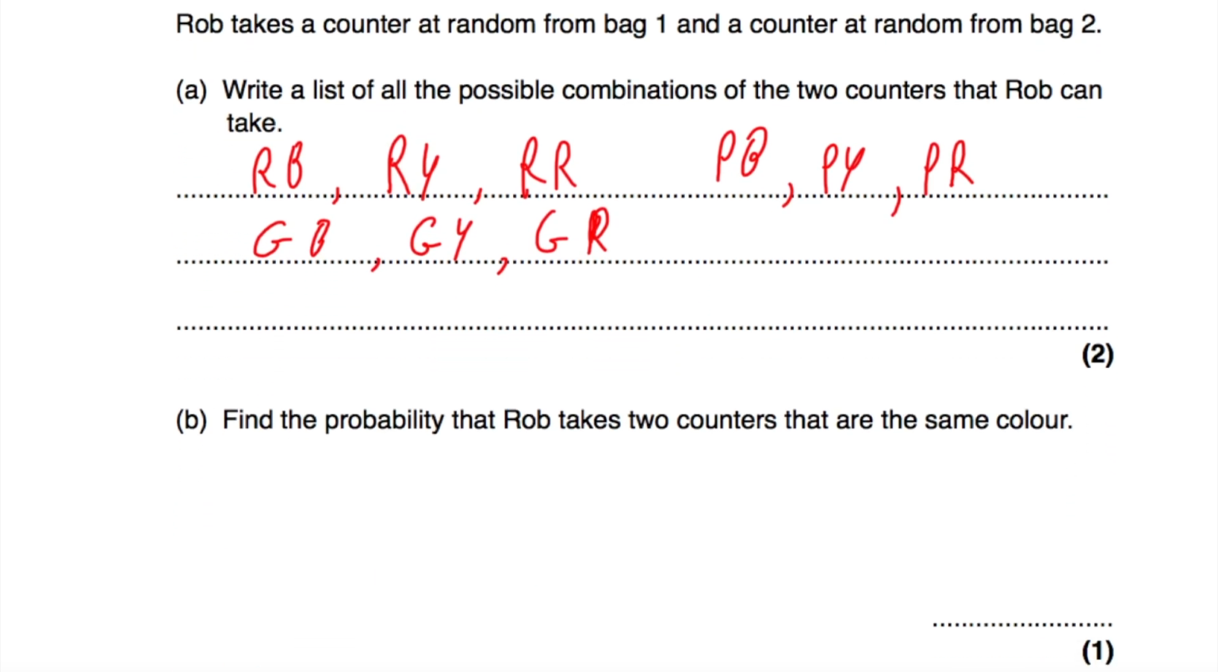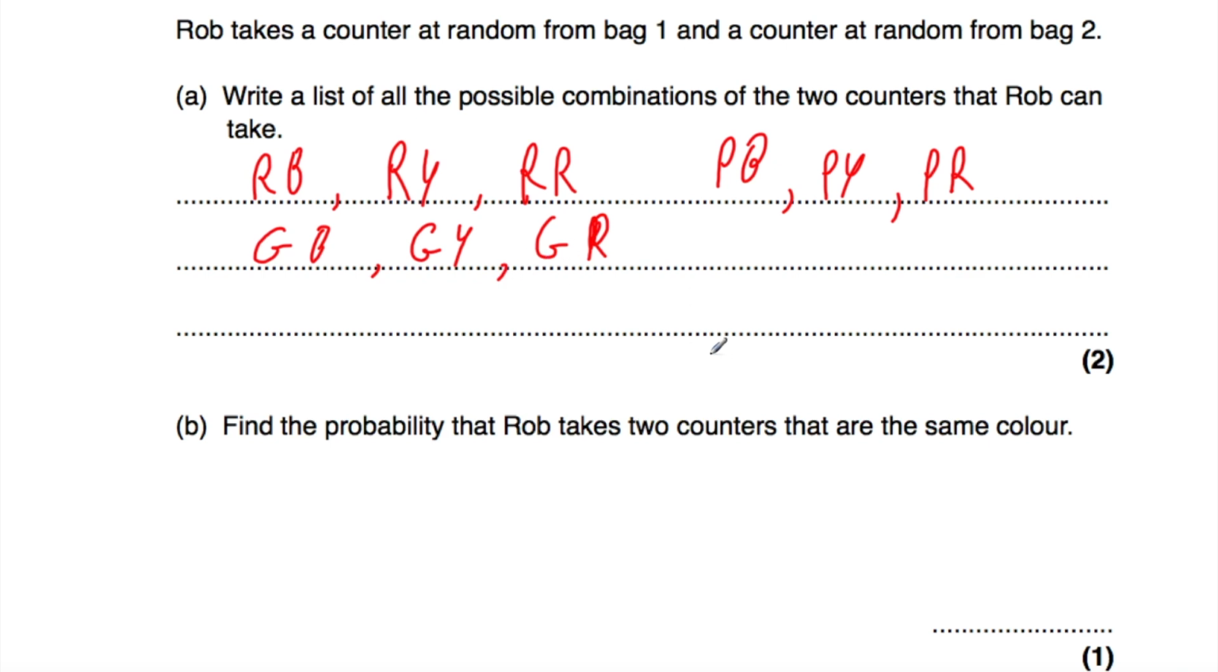And then the question says, find the probability that Rob takes 2 counters that are the same colour. So we're looking for the same colour. So let's go through the lists. Red and blue, red and yellow, red and red, there's one option. Pink and blue, pink and yellow, pink and red, no. Green and blue, green and yellow, green and red. So there's only one option out of the 9 where they're the same colour. So it's going to be 1 out of 9, so 1 over 9 or 1/9. So the probability that Rob picks 2 counters that are the same colour is 1/9, and that's it.